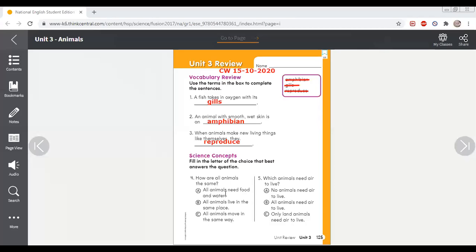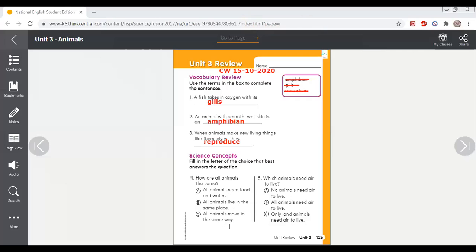Is it A, all animals need food and water? B, all animals live in the same place? Or C, all animals move in the same way? So write your answer here in the chat box. Is it A, B, or C?